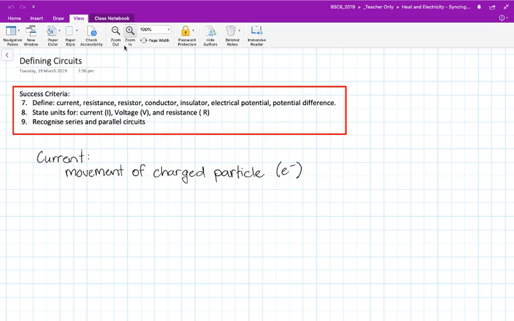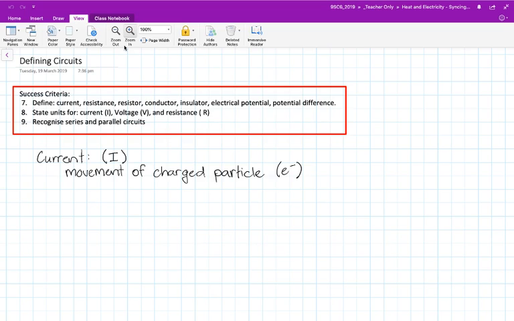Now we denote current using the letter I, a capital I. Don't ask me why, that's just what we denote it with. So whenever we're saying current, we can write capital I instead of having to write out the two words.